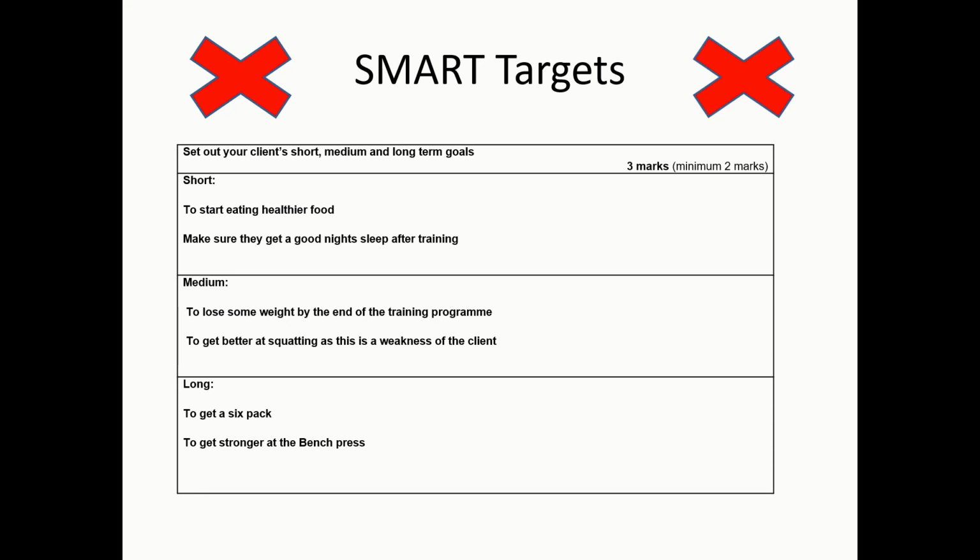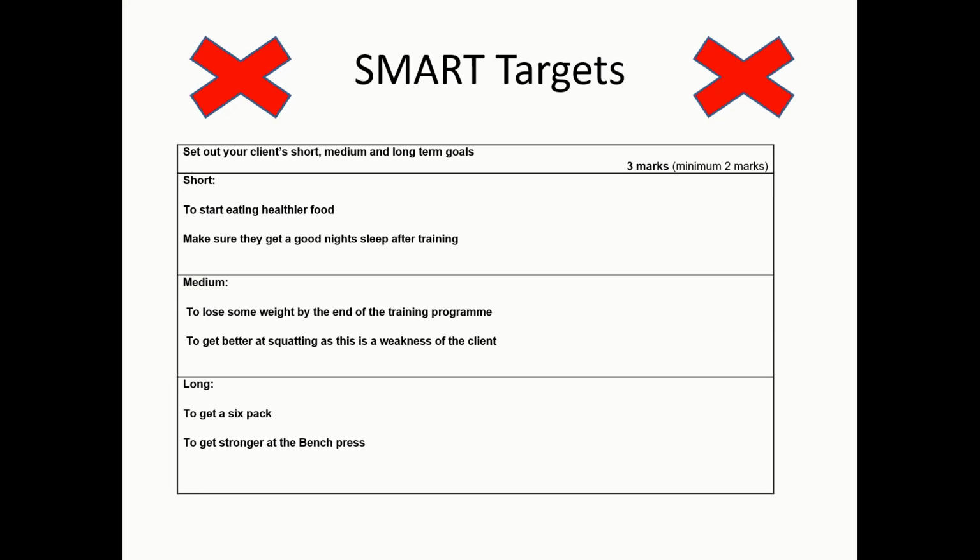Second one there is to make sure you get a good night's sleep after training. Again, a good night's sleep could be 7 hours, it could be 9 hours, depending on the individual. A good night's sleep, does that mean not waking up? Does that mean sleeping all the way through? Again, a good night's sleep has an interchangeable definition, and therefore is not a SMART target.